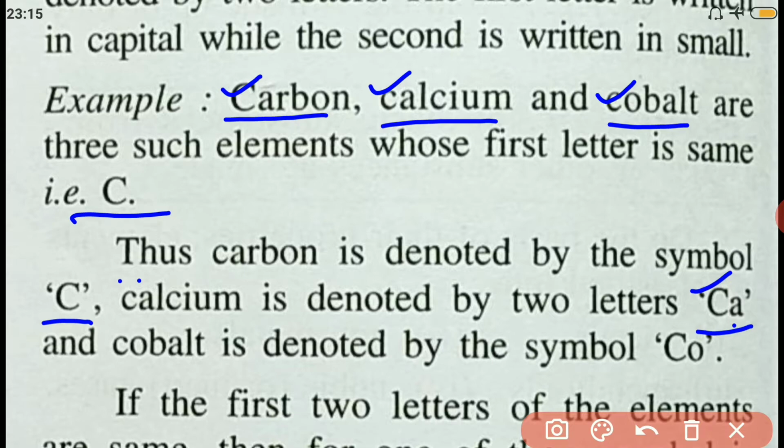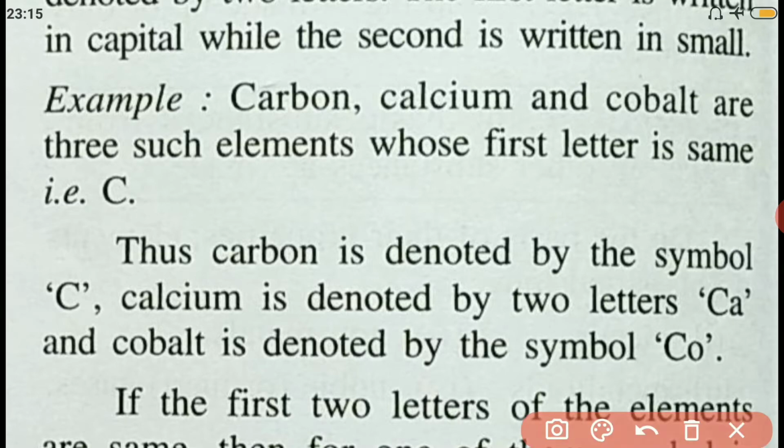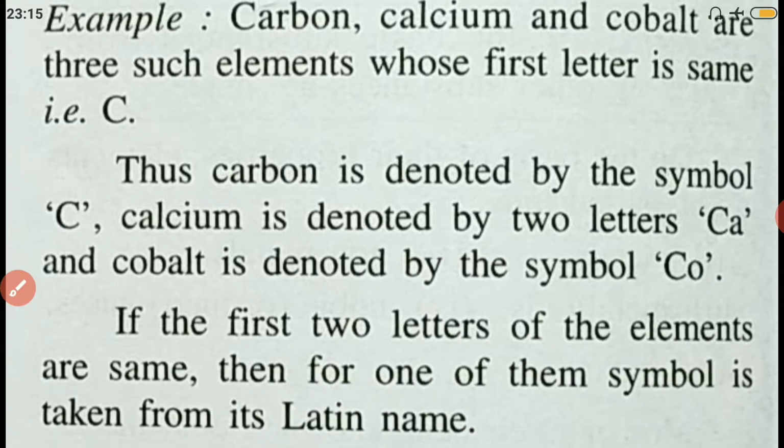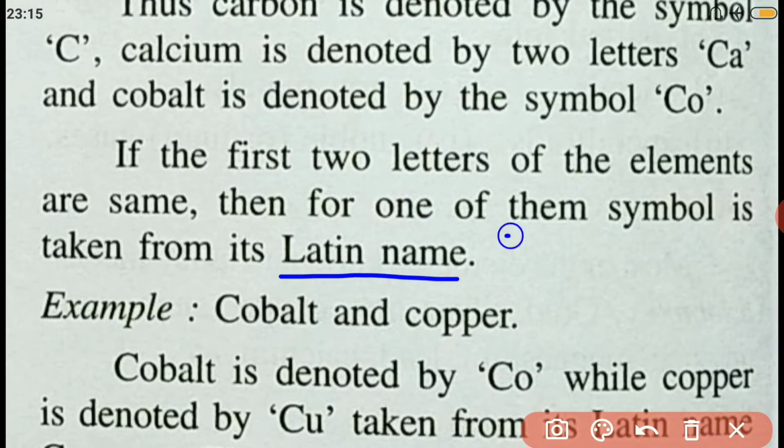And cobalt is written as Co, right? The first alphabet C capital and the second alphabet O small. Now there might be a question coming to your mind: what if the elements have first two letters same? In that case, let us see. If the first two letters of the elements are same, then one of them has its symbol taken from its Latin name.